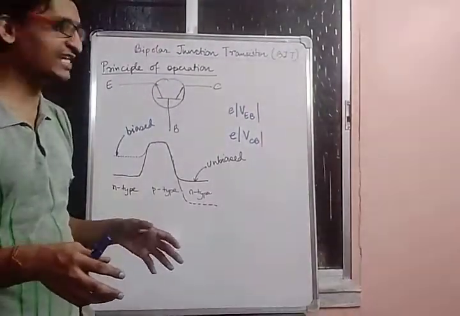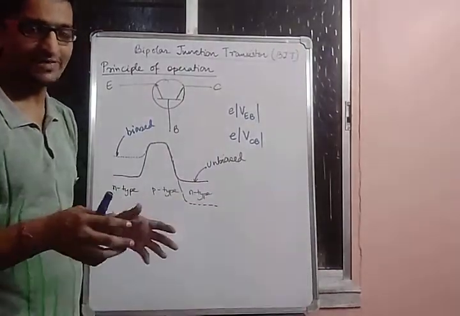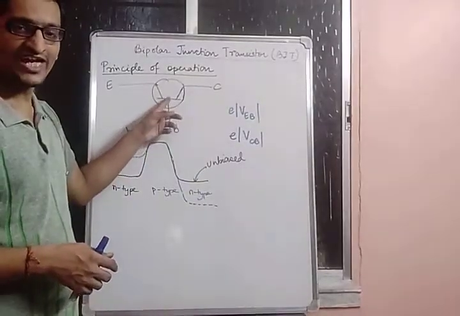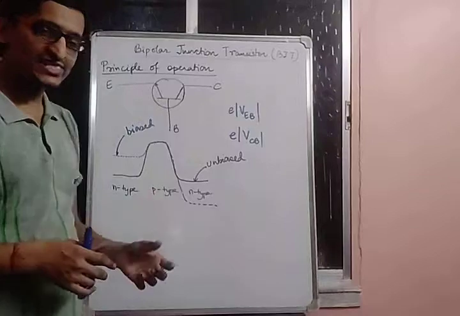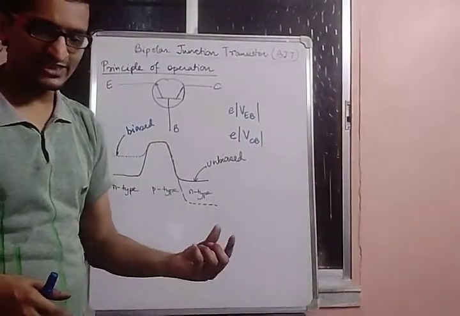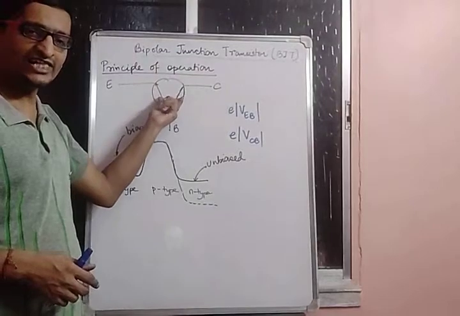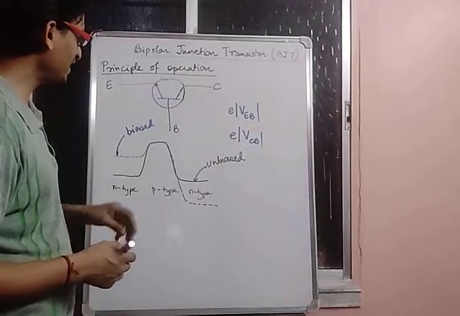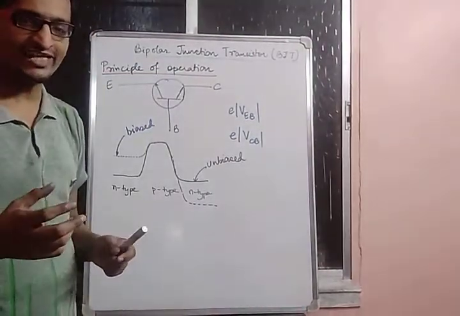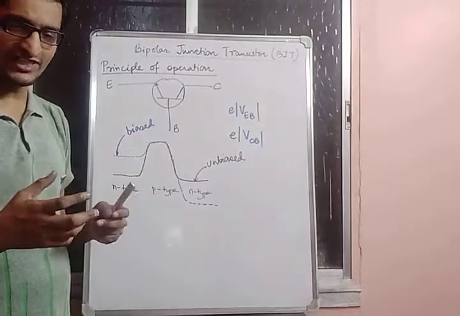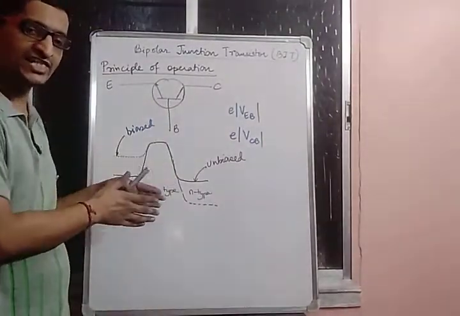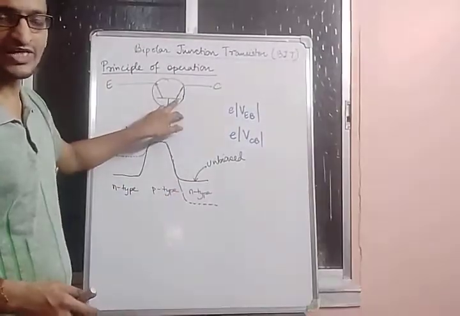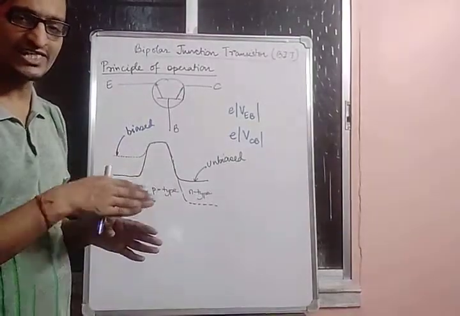Now this base region is basically a p-type layer, that means it is rich in holes, and it's slightly doped. As well, the thickness of the base layer is very small. In fact, it is the thinnest portion of the three layers. So as a result, the concentration of electrons near the emitter junction is more compared to the concentration of electrons near the collector junction. So that means there is basically a concentration gradient.